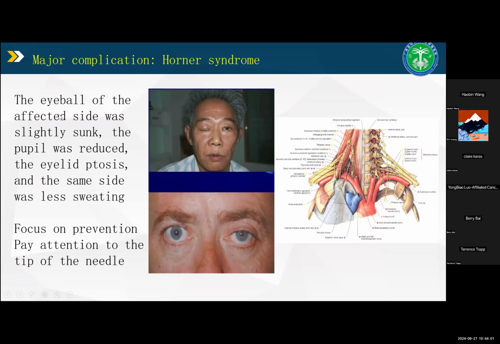The occurrence of Horner syndrome is mainly due to the shallow position of the cervical stellate ganglion and the deep position of the thyroid nodule in some patients. So at this time, the microwave ablation of the thyroid nodule and the thermal ablation needle easily cause thermal injury to the stellate ganglion, which leads to Horner syndrome. At this time, the principle of treatment is the same as that of recurrent laryngeal nerve injury. We mainly focus on prevention. We must see clearly where the tip of the ablation needle is.